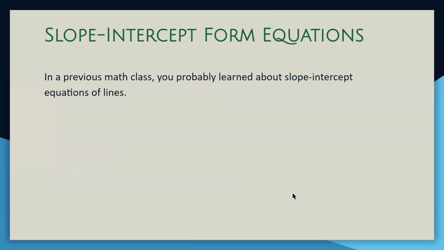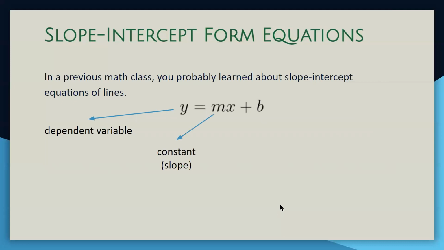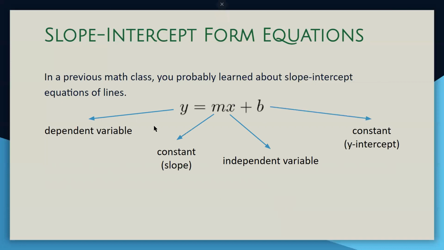In a previous math class, you probably learned about slope-intercept equations of a line. The general form for a slope-intercept equation is y equals mx plus b. Y is the dependent variable. It changes in response to x. M is a constant, a number value, and it represents the slope of the equation. X is the independent variable. As a statistics researcher, that's the variable we have control over. And b represents another constant, which is the y-intercept of our line.